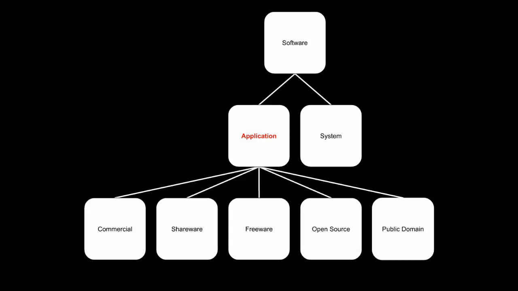And then we have application software, which, you know, commercial, you buy it. Shareware, freeware, open source, public domain. So commercial, you buy it. And then we have shareware and freeware, which is a license where you can use it, but shareware for a limited amount of time, freeware for an unlimited amount of time.